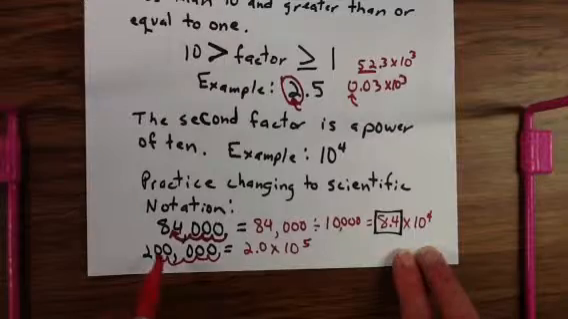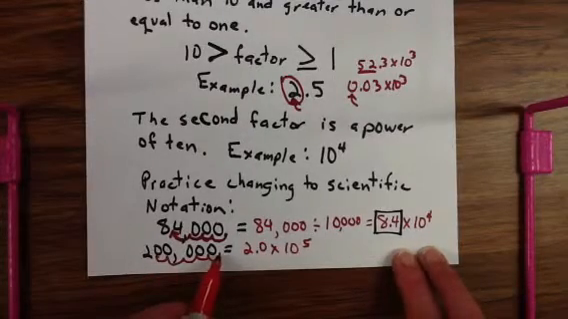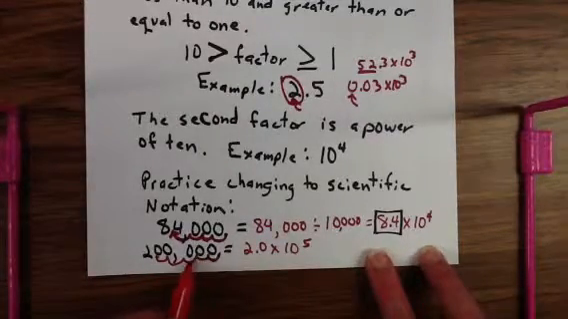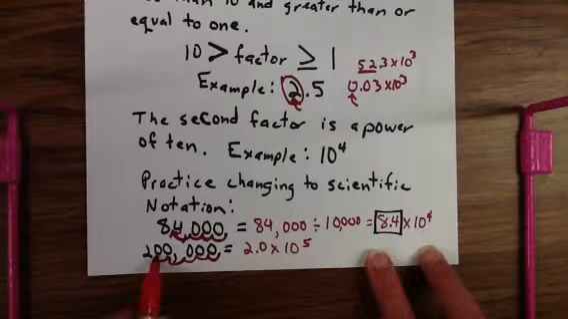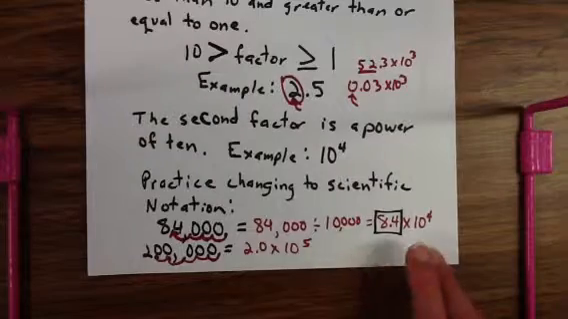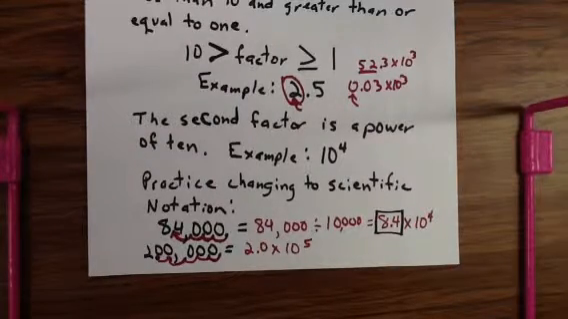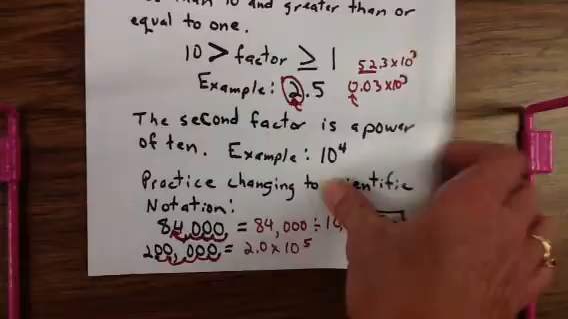Okay, so let's look at another example. If you have 200,000, you would do 1, 2, 3, 4, 5 decimal moves, 2.0 times 10 to the fifth. Okay, now I have a few other examples.